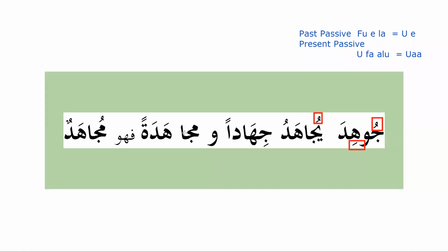Okay, can you say it with me? Because as you say it, you are going to familiarize more with this family. Jahada yujahidu jihadan wa mujahadatan fahuwa mujahidun. That was the first line. Now, juhida yujahadu jihadan wa mujahadatan fahuwa mujahadun. This is the second line.